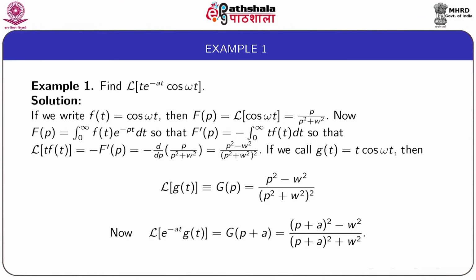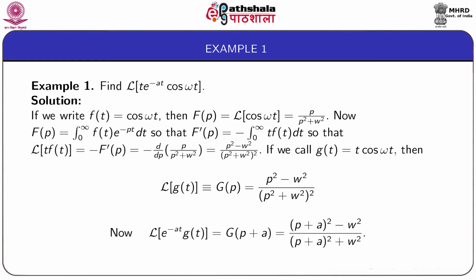So, we have learned some properties of the Laplace transform, and we shall use these properties to consider some examples. We consider example 1. Here we shall find the Laplace transform of t e to the power minus at cos omega t.